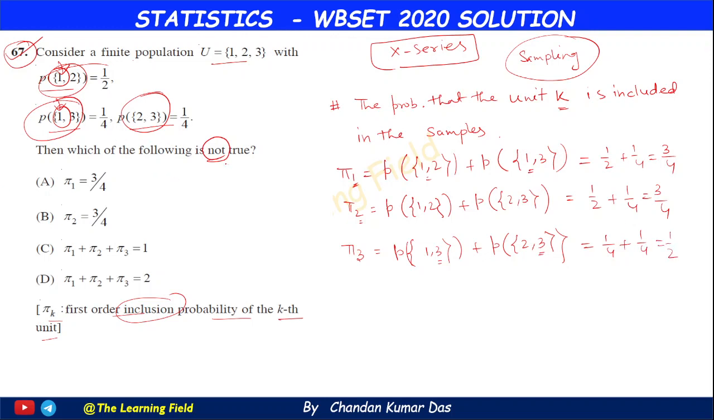Therefore it says which of the following is not true. Pi 1 equal to 3 by 4, yes, this is correct. Pi 2 equal to 3 by 4, yes, this is also correct. Now pi 1 plus pi 2 plus pi 3 is equal to 3 by 4 plus 3 by 4 plus 1 by 2, which is equal to 8 by 4, which is equal to 2. That means option D is also correct, therefore the incorrect option is this one, and our answer is option C. C is the not true statement. I think you can understand the concept and the question.